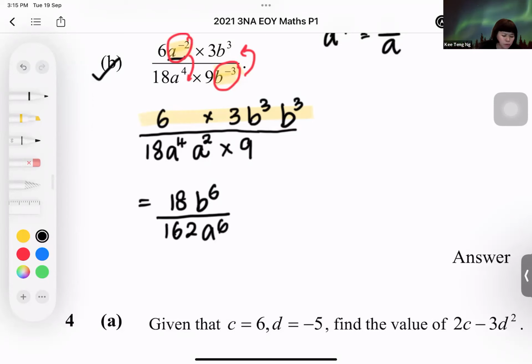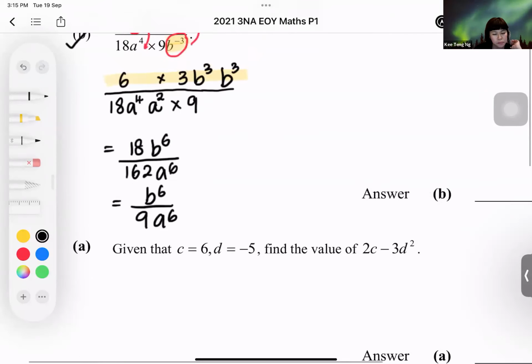Then we simplify 18 over 162, which should be 1 over 9. Yes, correct. So that will give me b to the power of 6 over 9a to the power of 6. You notice I do not write the 1, because a 1 is an invisible coefficient, I do not need to write 1b. So just that will be the answer.